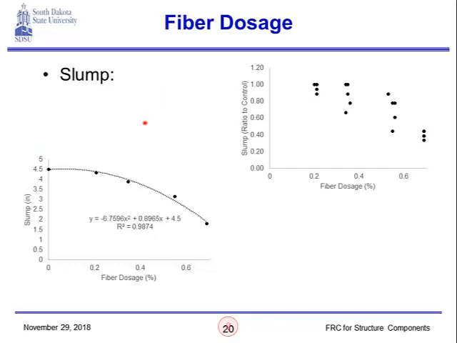But obviously this correlation would work only for our specific mix, which, as I said, is a standard mix used by South Dakota DOT. So it wouldn't be applicable once we change other properties. I mean, if we change the cement content or the aggregate content and so on, obviously we would need another correlation for that.